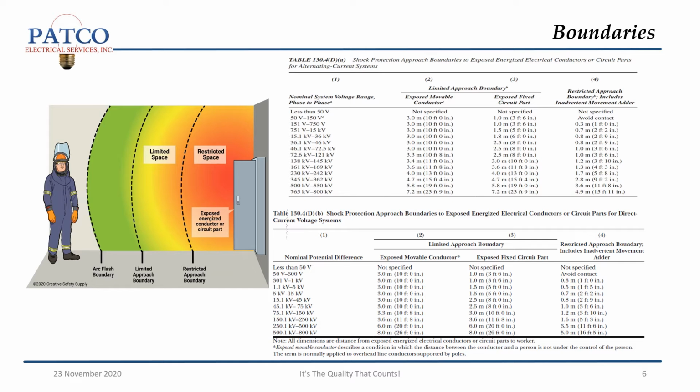So remember that. The only people able to get into the restricted space is a qualified person with PPE on. In the limited space, an unqualified person can come in as long as they're briefed on the possibility of electrocution and shock, and they must have the proper PPE on, and the qualified person must escort them the whole time they're in the limited space.